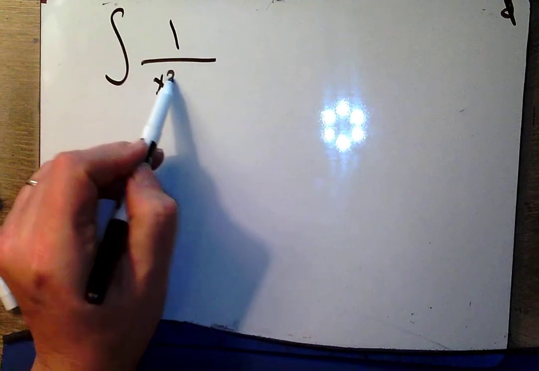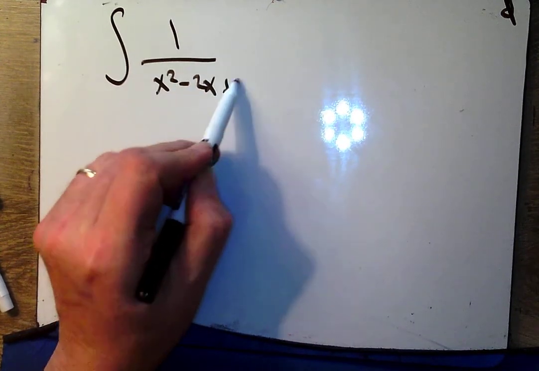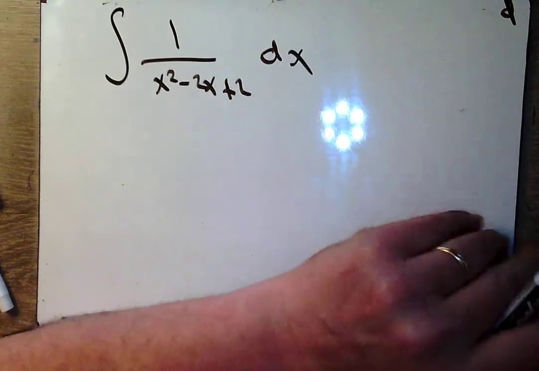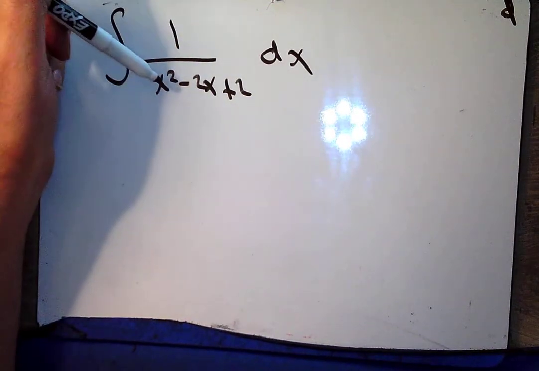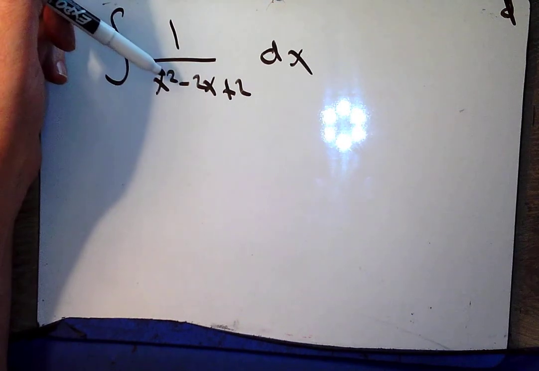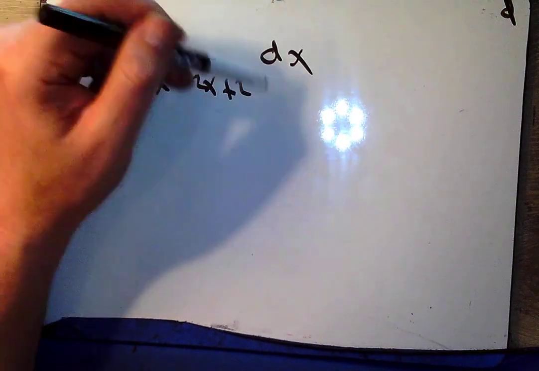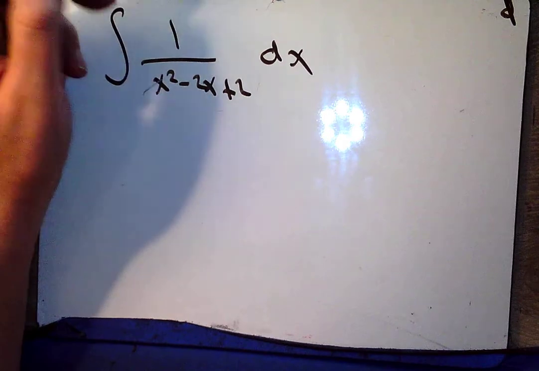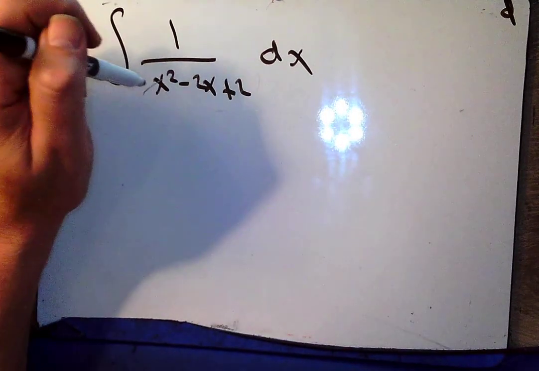Number 2, integral of 1 over x squared minus 2x plus 2 dx. Now, for me, the first thing I thought about is this partial fraction decomposition? And the answer is no. Why is the answer no? Because I can't factor that. So this is what completing the square looks like.